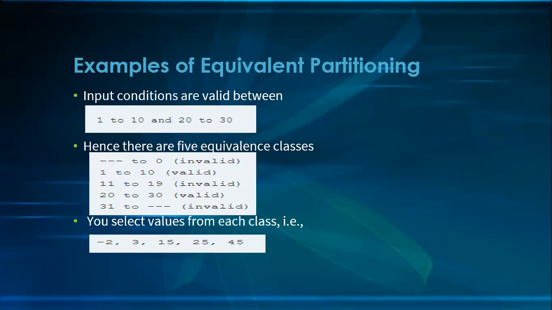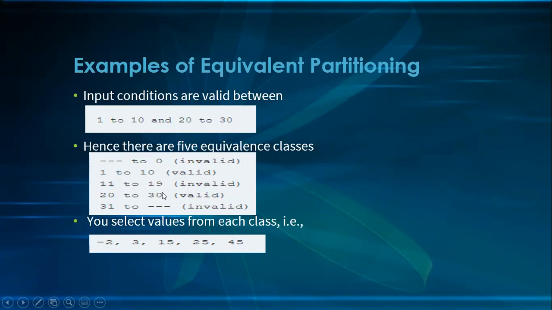So now let's take a selection. For the first one, for my invalid scenario, from minus to 0, I took minus 2. You can take minus 5 if you want to. Even if you take 0, it doesn't work. So that's an invalid scenario. Now, for my valid scenario, I took 3 from here. I can take 5. I can take 7. So any number within 1 to 10 is a valid scenario.